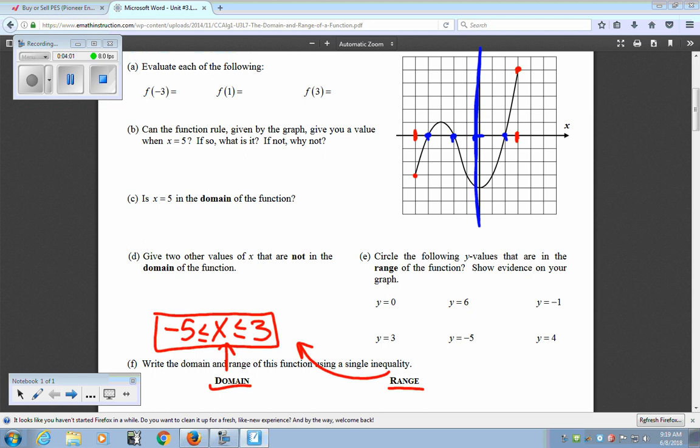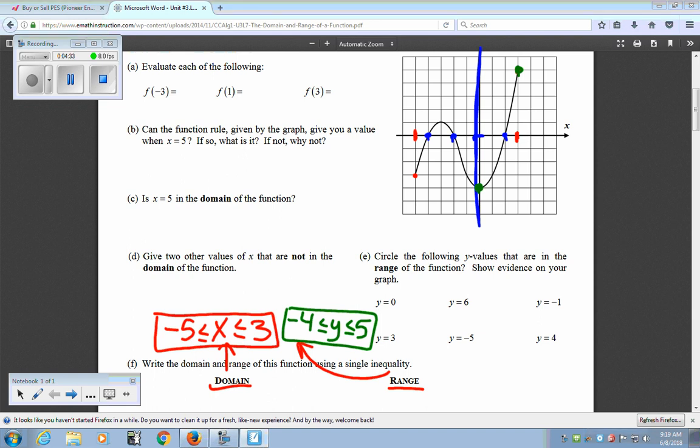And for the range, you want the lowest point and the highest point, which happens to be the same point we used for one of the values for the domain. The lowest value is 4 down, which would be -4, and the y values go from -4 all the way up to 5. Now notice the difference that I used x for domain and y for range, because that's what the values represent.